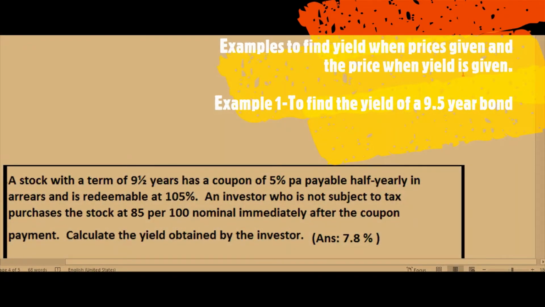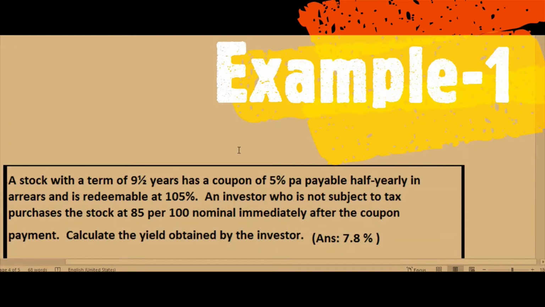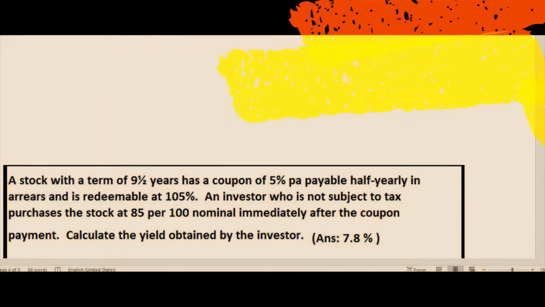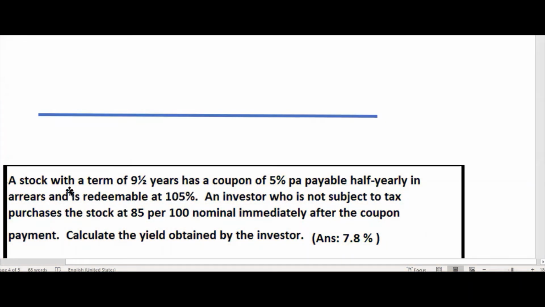Out of two questions, this one is easy, and the next one is also easy, but that is quite important because most of the questions will be like that in this chapter. So let's discuss this one first, then we'll go to the next. This question says stock with a term of 9.5 years.